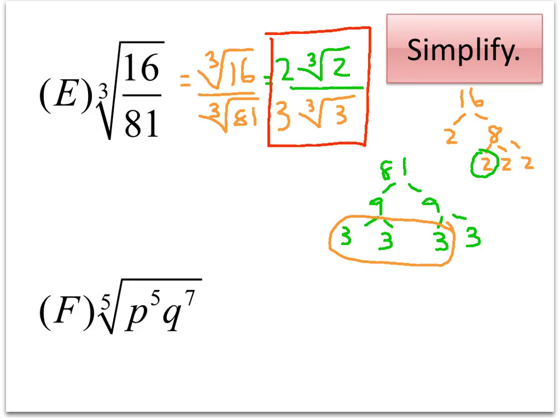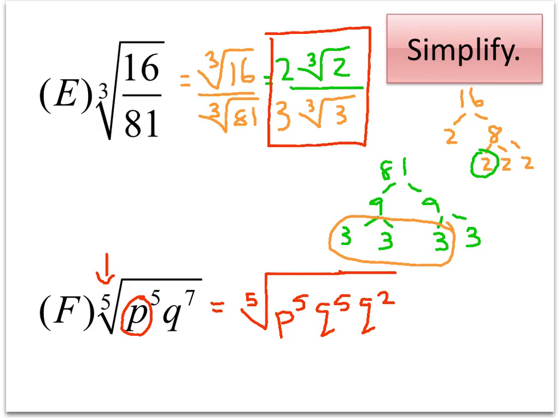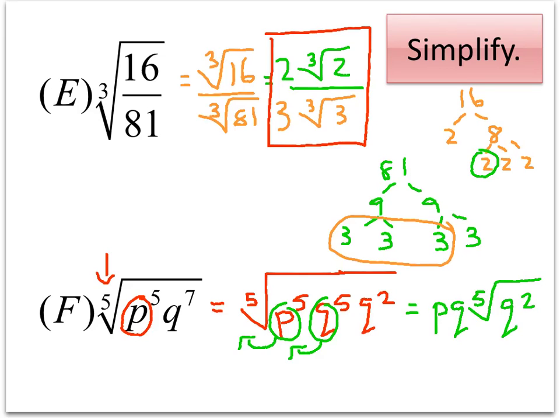Now down here, my index is 5, which means I'm looking for groups of 5. Well, here the p is already to the 5th power, so the p will hop out, and I need to rewrite q so that I have groups of 5. So I'm going to have p to the 5th, q to the 5th, and how many are left over? There's 2 once I separate them. So I'm going to have the p come out since it's to the 5th power. The q will come out since it's to the 5th power. So I have pq, 5th root, don't forget your index, q squared. So this is going to be my final answer.